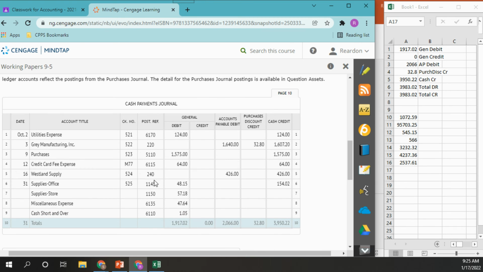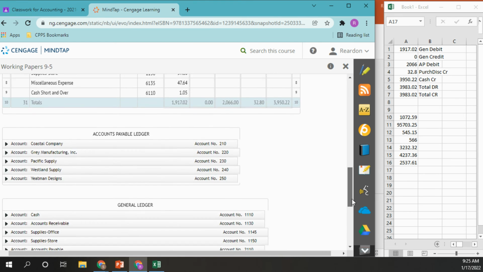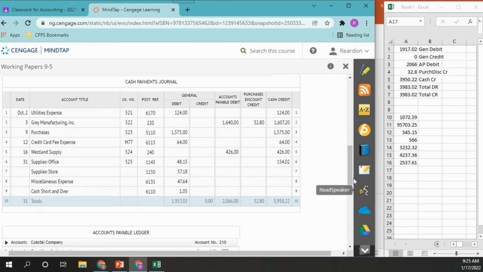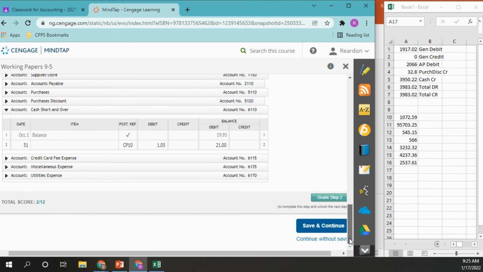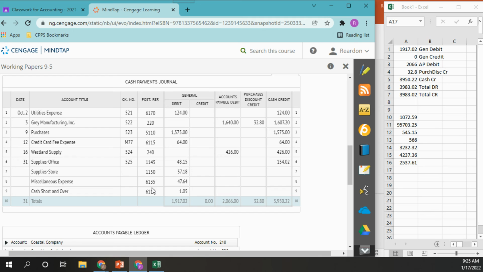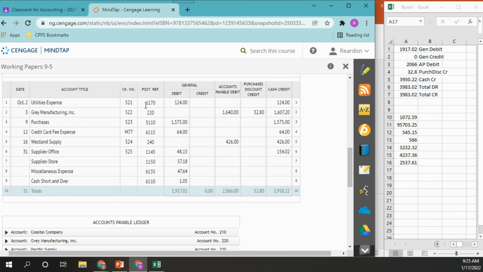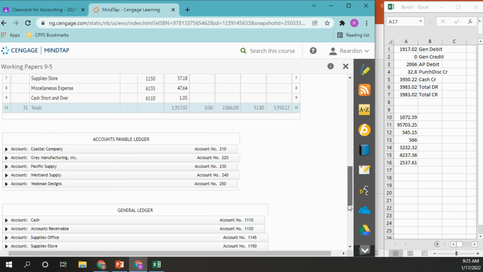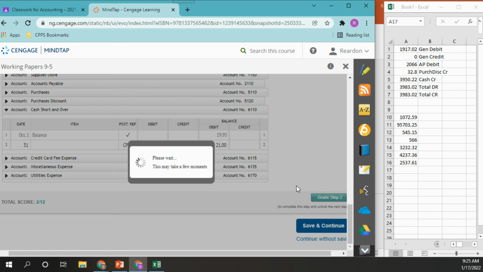And I've posted all of my individual general debit and accounts payable debit entries. Okay, I just kind of did them in order. All right. Okay, so I've posted all my individual amounts. Cash payments 10. I think I'm good. Went back and showed all the different post references, either a general ledger account number or a subsidiary accounts payable ledger vendor number. And let's see how I did with that. Grade step 2.